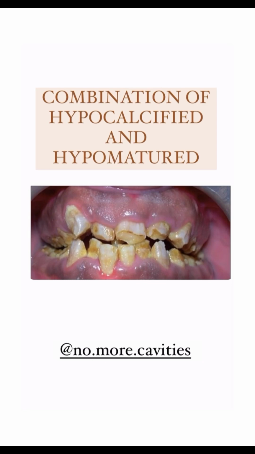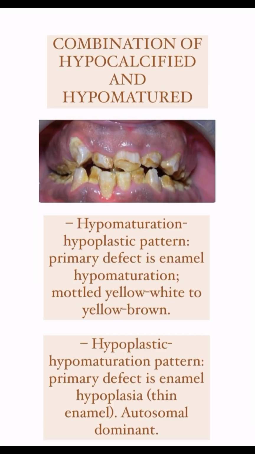Combination of hypocalcified and hypomatured enamel. In the hypomature hypoplastic pattern, the primary defect is enamel hypomaturation. There is mottled yellow-white to yellow-brown enamel. While in the hypoplastic hypomaturation pattern, the primary defect is enamel hypoplasia. It means there is thin enamel. It is mostly autosomal dominant.